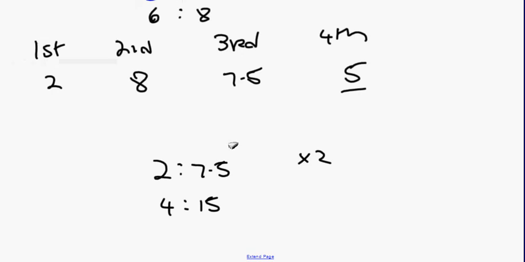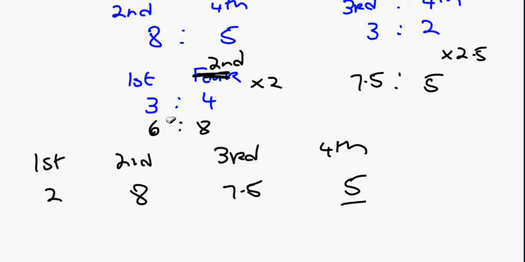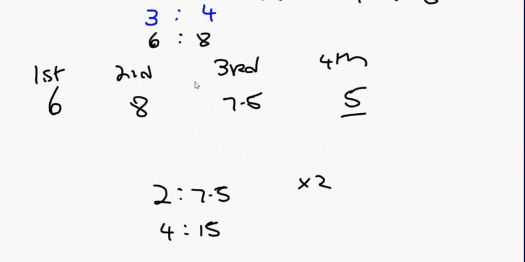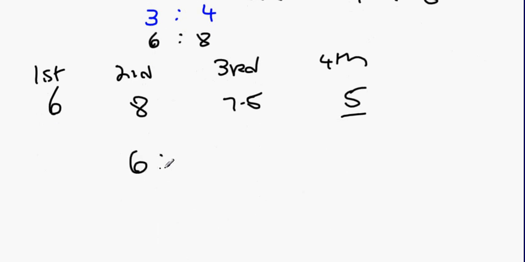Sorry guys, quick mistake there. The mistake was that the first years is 6, not 2. So 6 is to 7.5. That's the answer for first to third. Double it and we get 12 is to 15, which is the same thing as 4 is to 5. Okay, so 4 is to 5 is the answer.